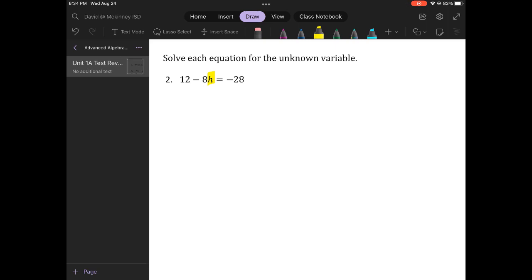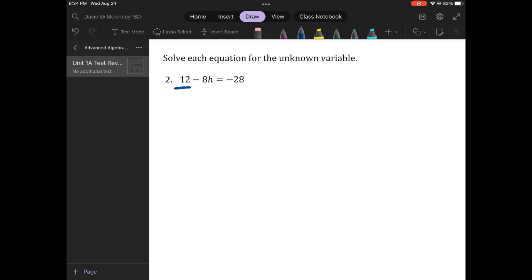And there it is. So I want to get h on one side of the equal sign by itself, and I want to move things around so that it is alone, preferably on the left-hand side here, and everything else is over on the right-hand side. To do this, the first step is that I need to move the constant. The constant is the number that's by itself with the term with the variable. That's 12 in this case.